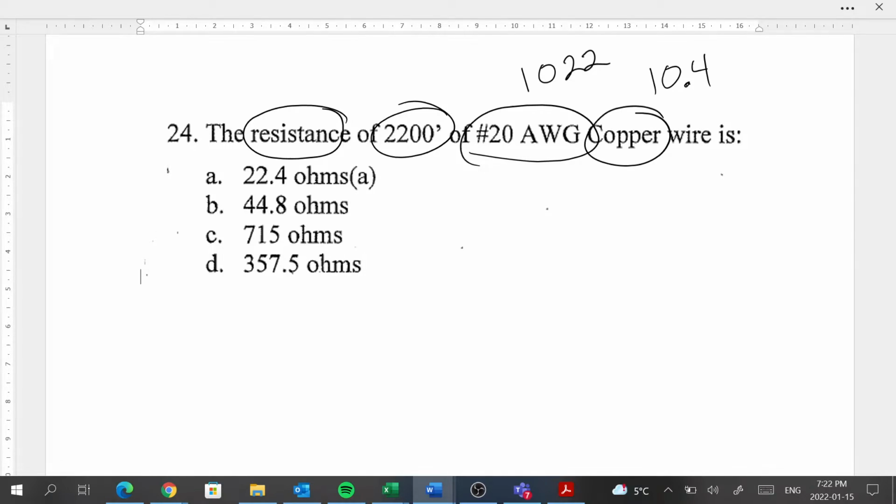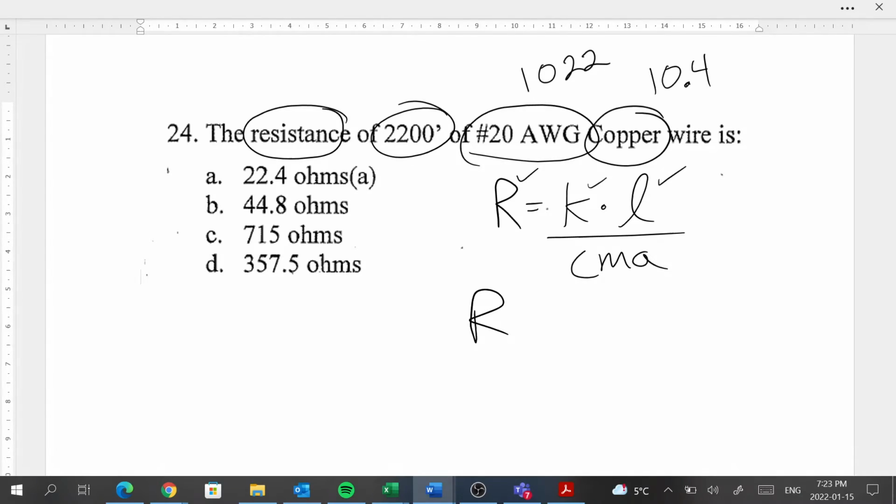So we can use that formula we learned, R equals K, which stands for resistivity, times length. And so our resistance here is going to be proportional to the resistivity and the length of the wire. And it's going to be inversely proportional to the CMA, the area in circular mils of that conductor. So the larger the conductor is, the more easily electrons can flow through it. So it makes sense that it's going to be inversely proportional to our resistance. Either way, now it's just a matter of filling in our formula.